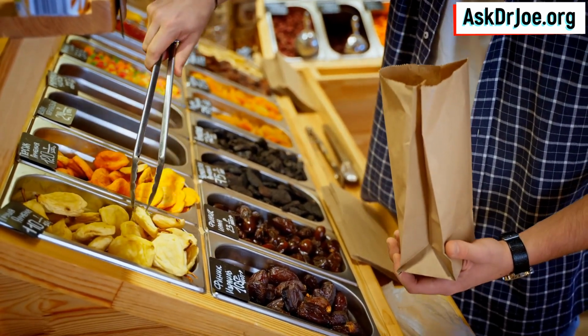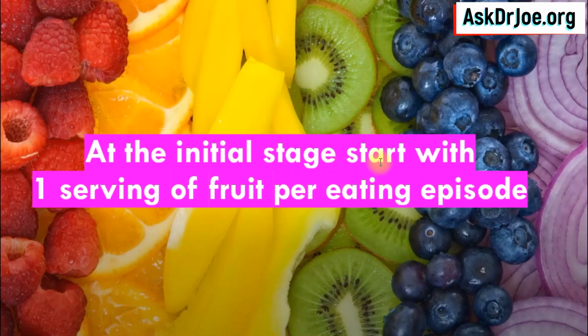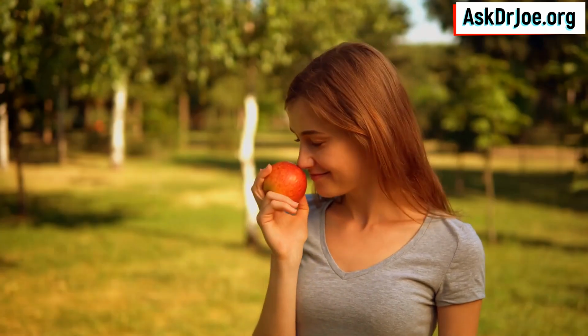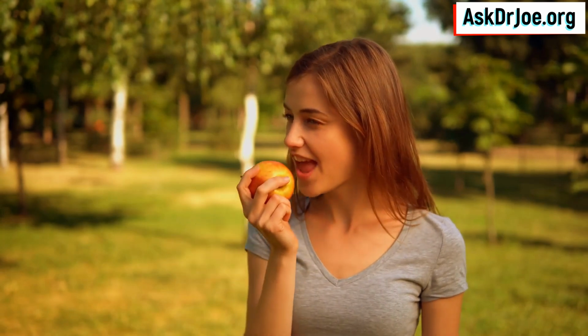Now, at the initial stage of our fruit introduction in our diabetes reversal journey, what we want to do is to start off small, okay? We can increase our fruit consumption later on, but we need to start off small to give our body time to adjust to the fruit introduction. So my suggestion is that you start off with just one serving of fruit per eating episode. And we want to do this for the initial 4 to 6 weeks. After that, you can increase your serving size to 2 or 3 if you like. But at the initial stage, please let's start off small with just one serving of the fruit.